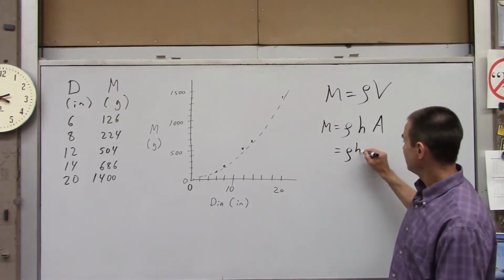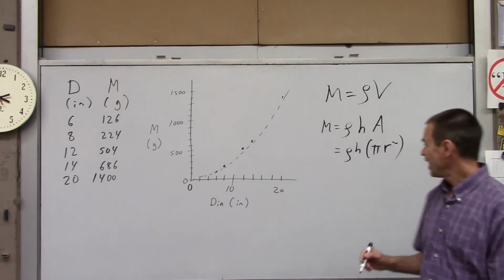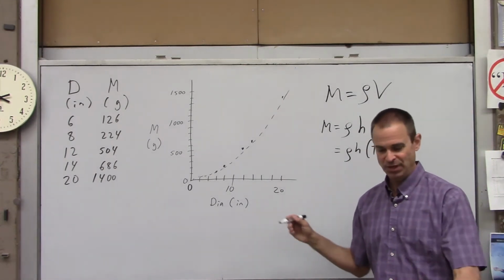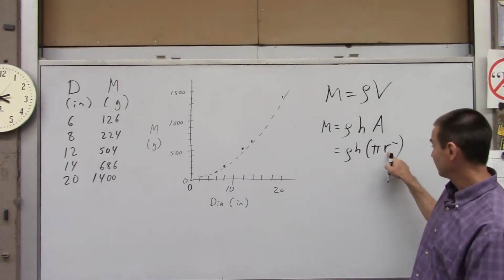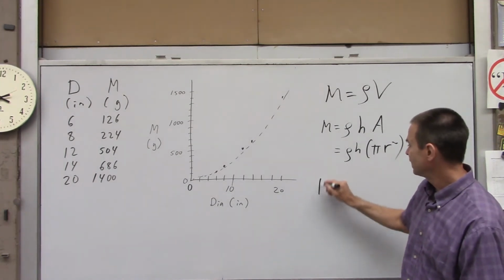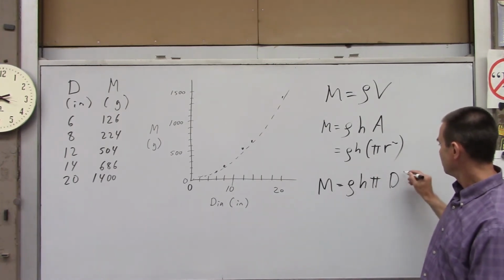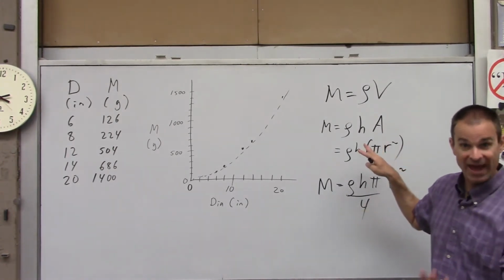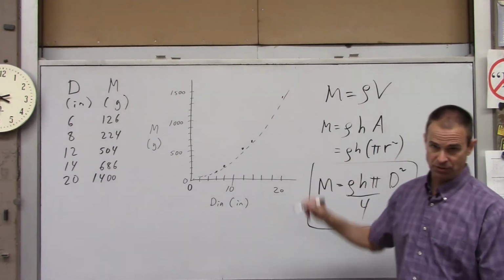So we got rho, we got height. Area is pi r squared for a circle. And we didn't give you radius, we gave you diameter. This is what you get in an actual pizza. So radius is diameter over 2. And we're going to square that, so it's going to be diameter squared over 2 squared, otherwise known as diameter squared over 4. If you do that, you get the following equation: mass equals rho h pi d squared over 4. Again, you're not going to have to do this part; this equation would be given to you.